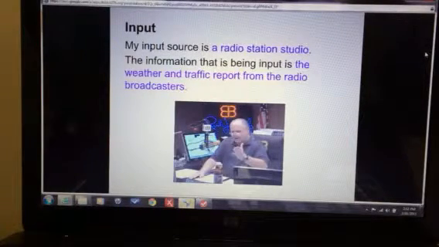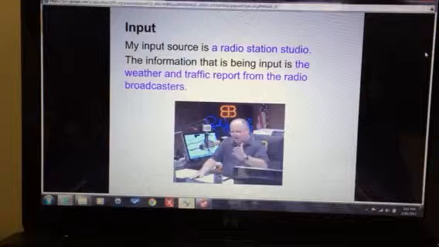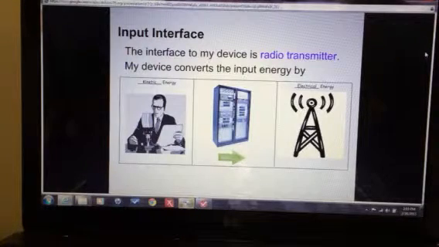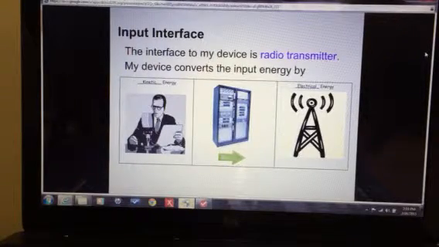My input source is a radio station studio. The information that is being input is the weather and traffic report from the radio broadcasters. Input interface: the interface to my device is a radio transmitter and is converted by the kinetic energy, which is the radio broadcaster again, and then it's transmitted to the transmitter, and that sends it to the radio towers, which send it out.